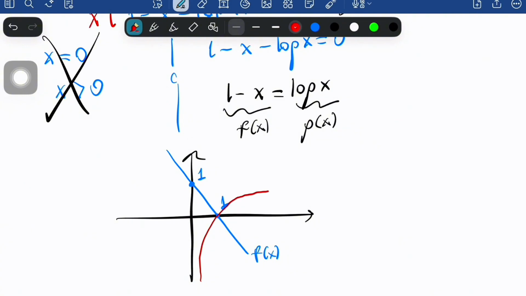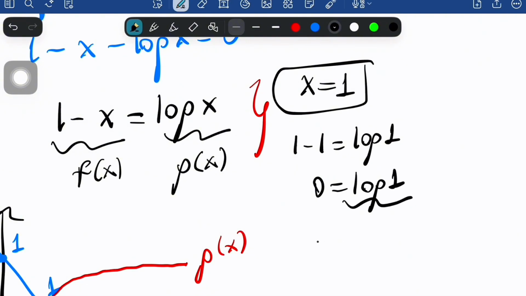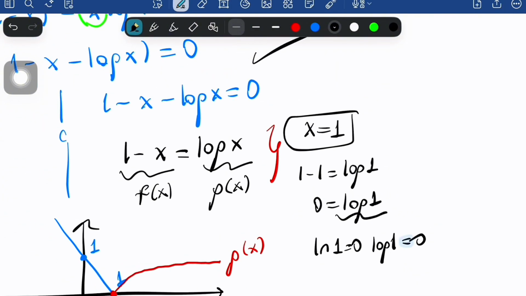What can I say about these f(x) and g(x) functions? The point where these two intersect is actually 1. So x is equal to 1 is really the solution to this. If we check: 0 equals logarithm of 1, and we already know that logarithm of 1 in any base is equal to 0. We know the features of logarithm. Then for this question, the only solution is at one point.